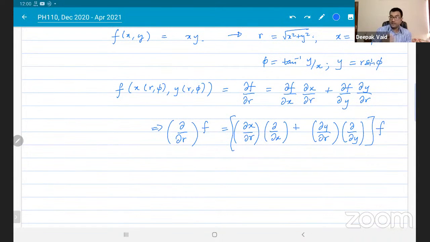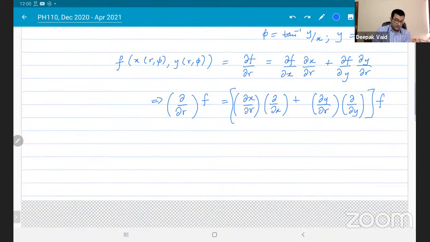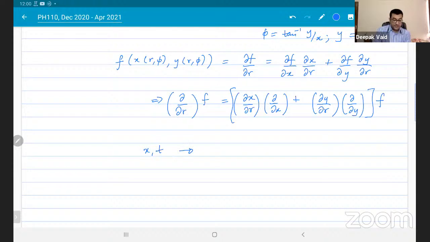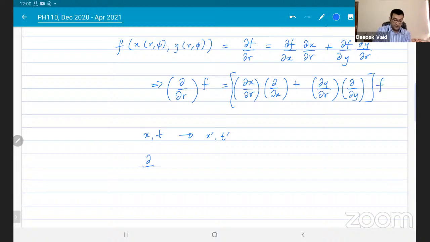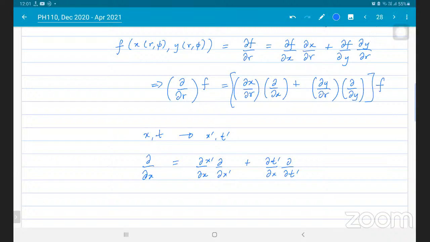Instead of r and phi, I have x prime and t prime, right? So I have x and t that goes to x prime and t prime. So d by dx is equal to dx prime by dx, d by dx prime, plus dt prime by dx, d by dt prime. Does this make more sense to you now? Yes, sir. Hopefully it does.